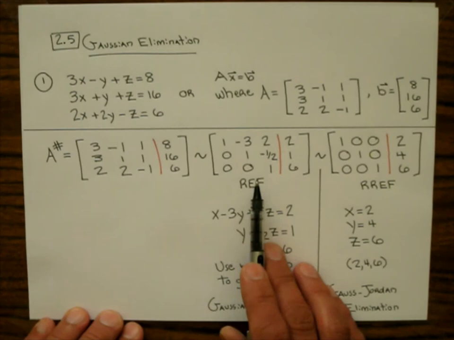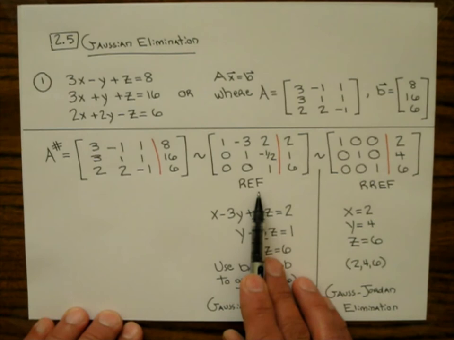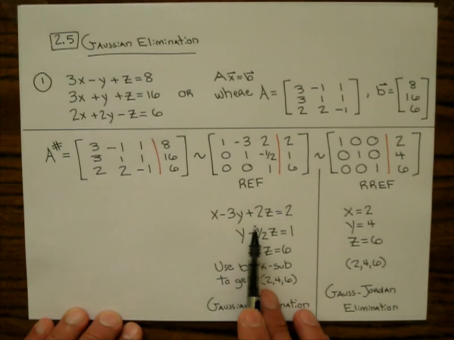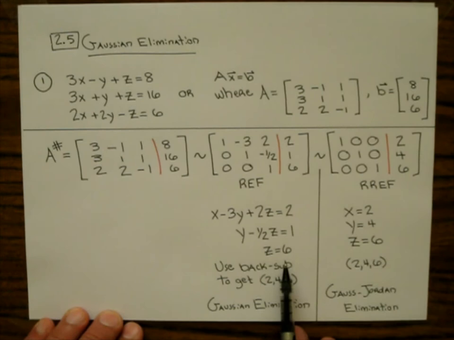So when you start with the augmented matrix and you do row operations until you get to row echelon form, and then you write down the three equations, you can see the first row represents the first equation, and the second row represents the second equation, and the third row the third equation, and then you use back substitution to get your answer. That is called Gaussian elimination.